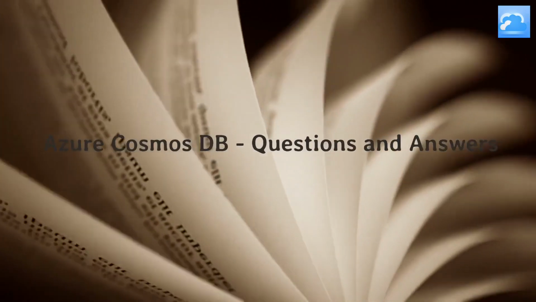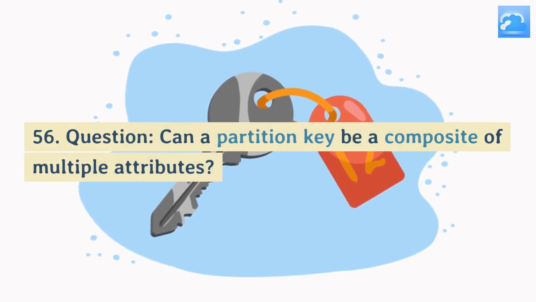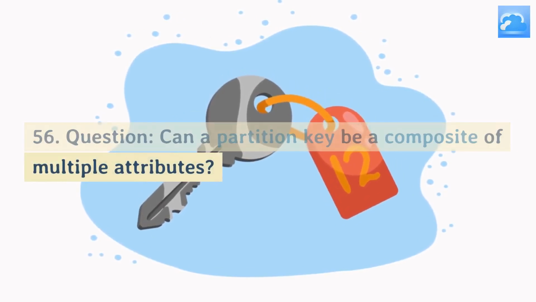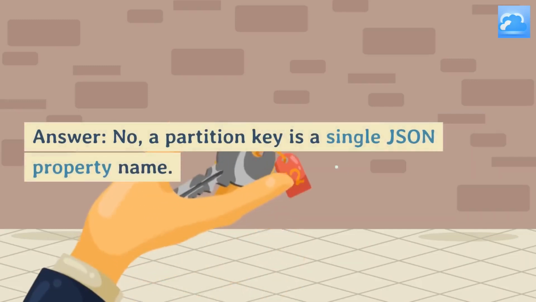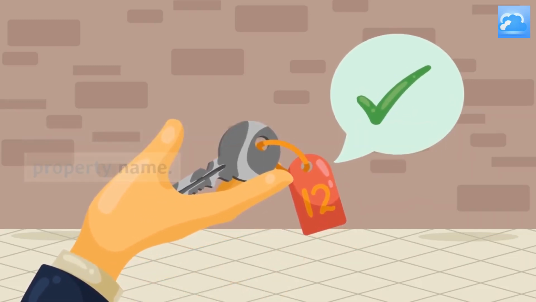Azure Cosmos DB, questions and answers. 56. Question, can a partition key be a composite of multiple attributes? Answer, no, a partition key is a single JSON property name.